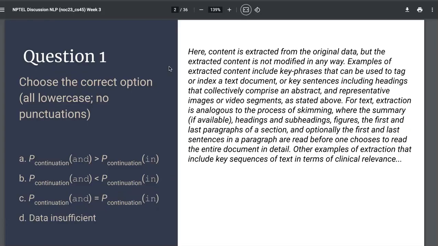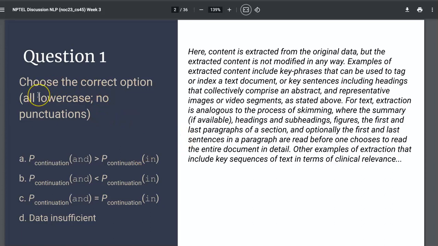Okay, so the first problem that we discussed that day was related to smoothing. Given a corpus, on the right side you can see the corpus given. They are asking two different questions: what is the relation between the continuation probability of "and" and the continuation probability of "in"?